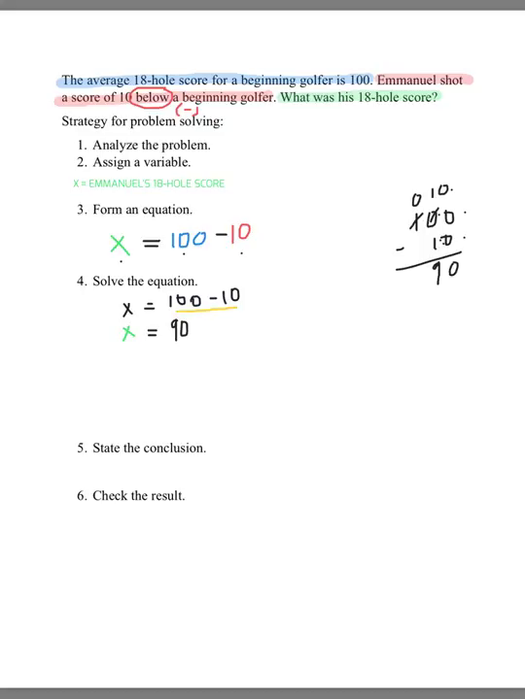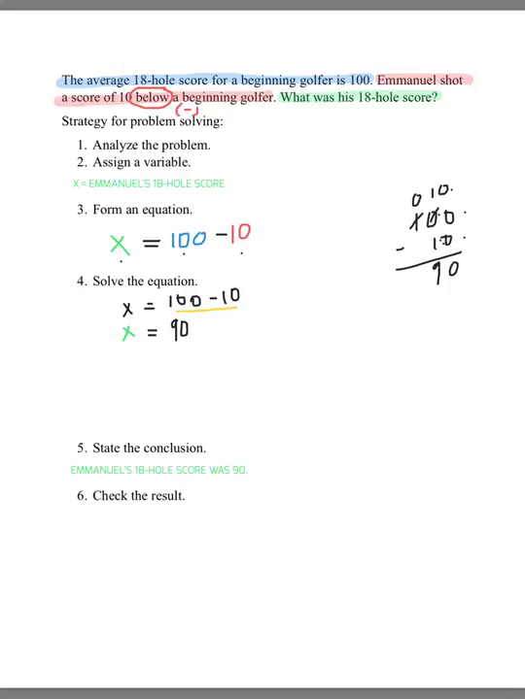So let us go ahead and state the conclusion clearly. So again, the question was, what was Emmanuel's 18-hole score? So the response to that question is going to be, Emmanuel's 18-hole score was 90. Again, our conclusion is simply the question reworded in the form of a statement. So let us go ahead and check the result.